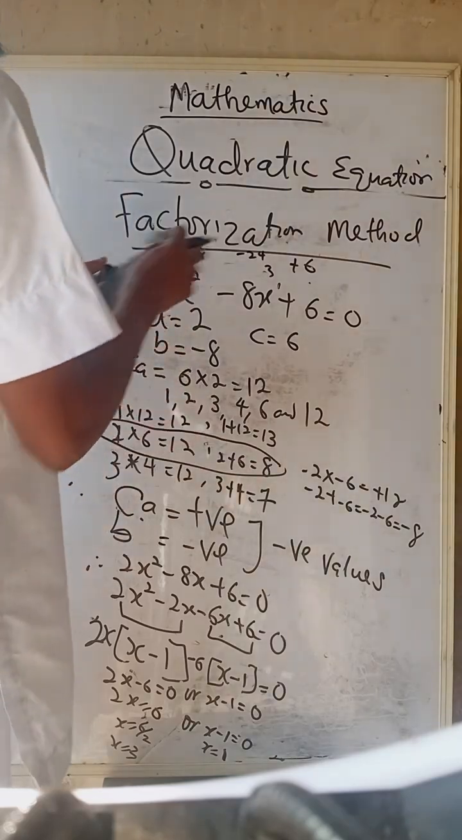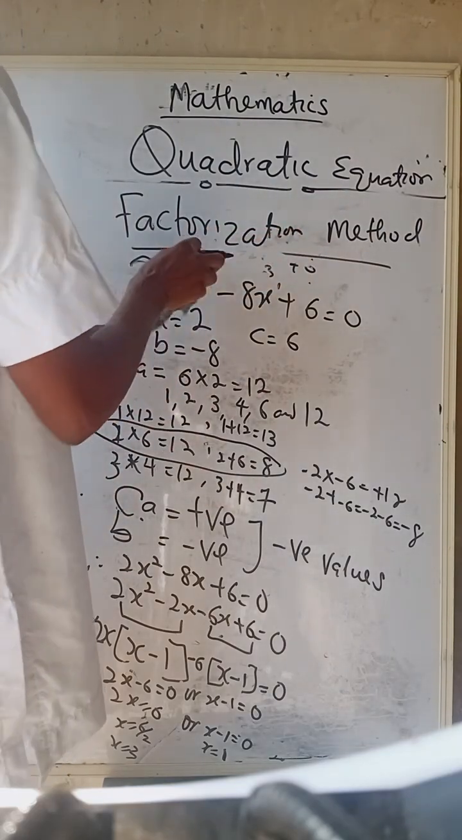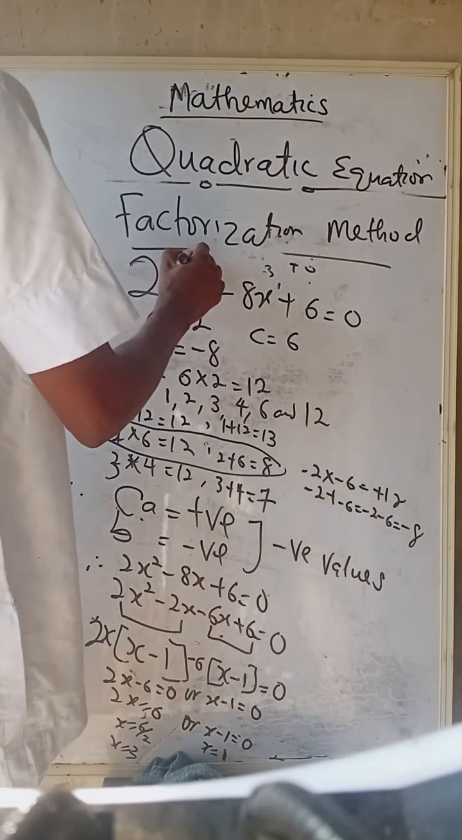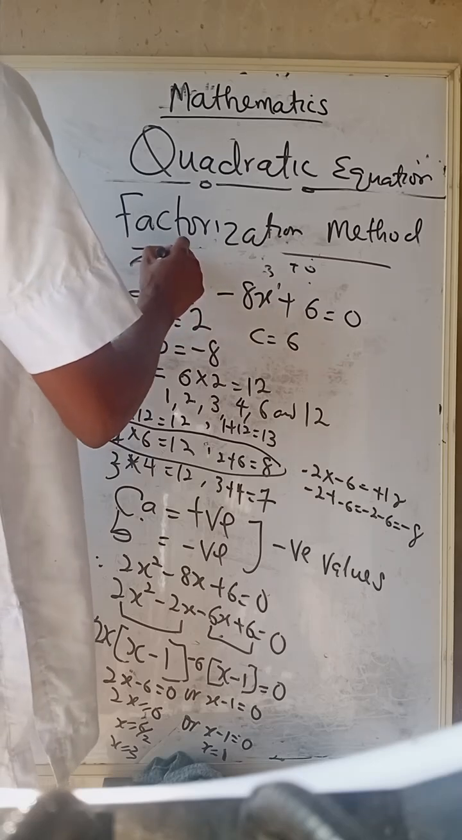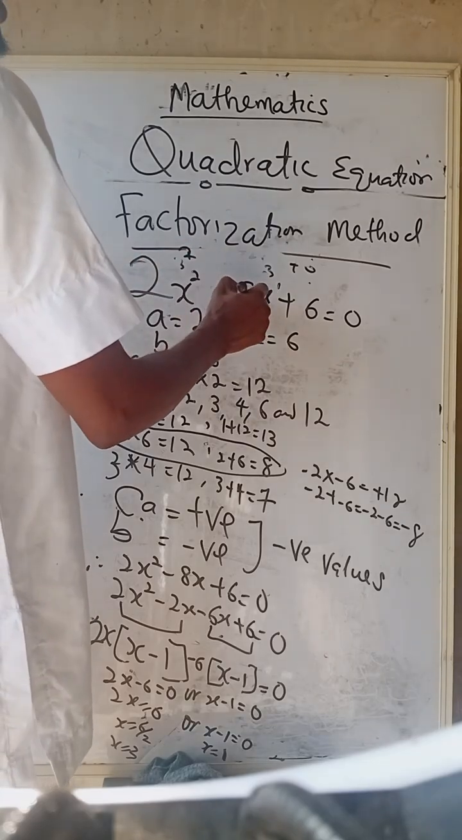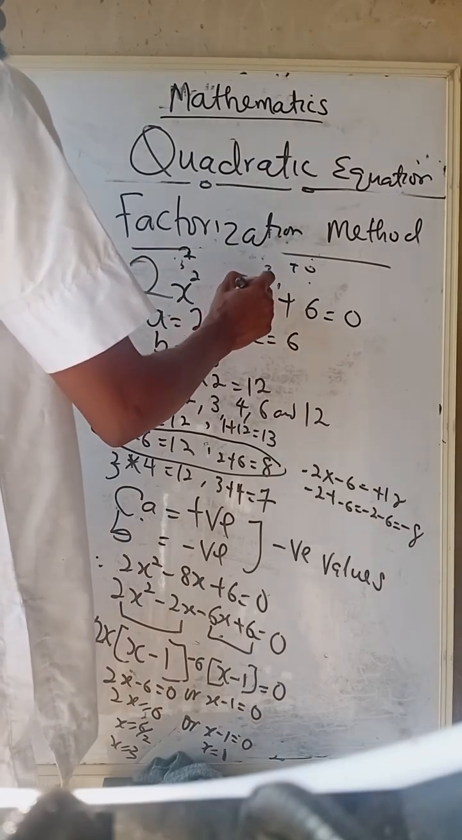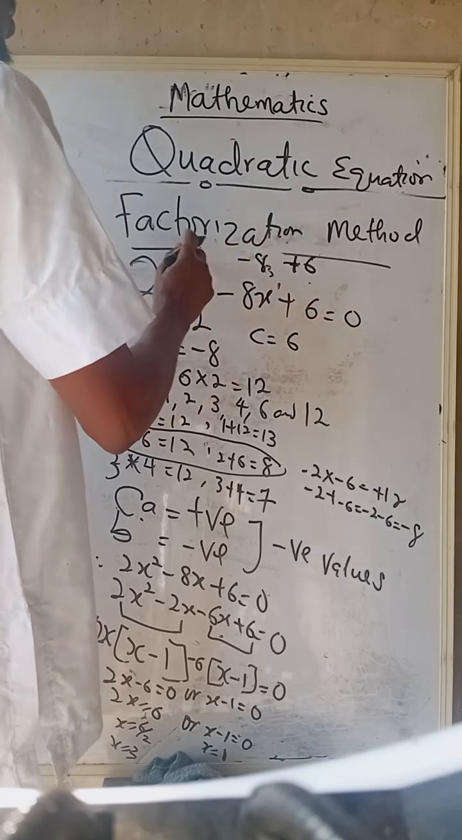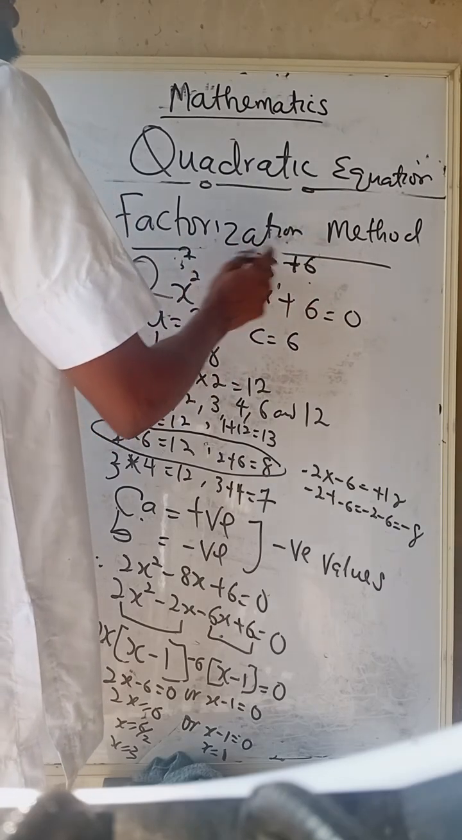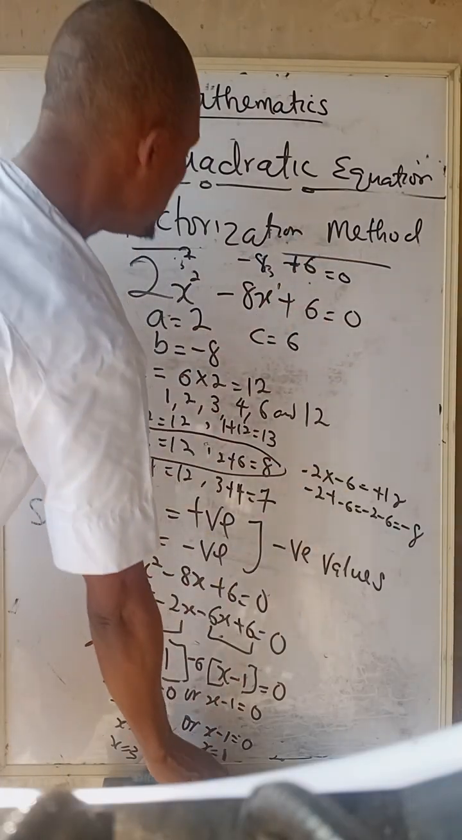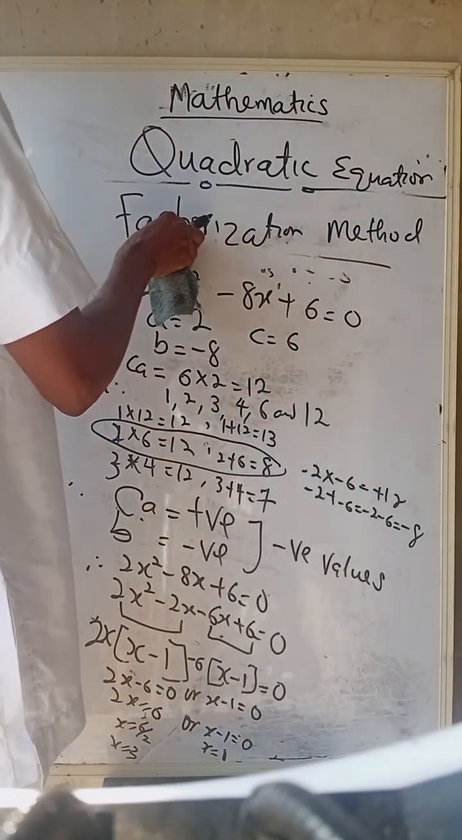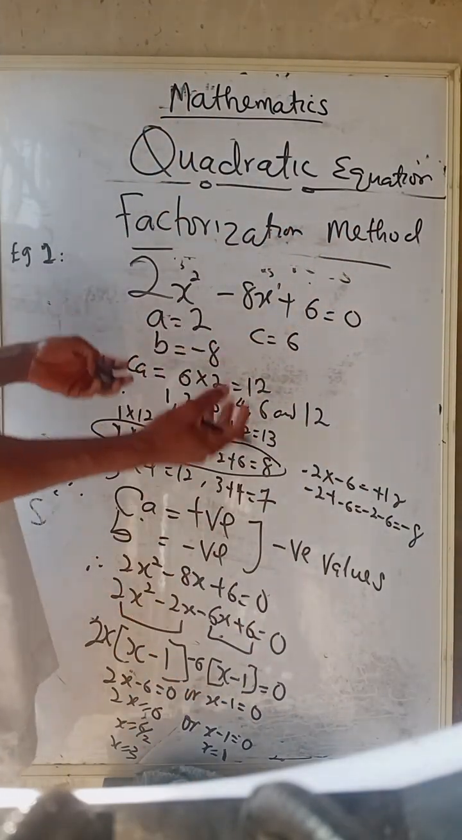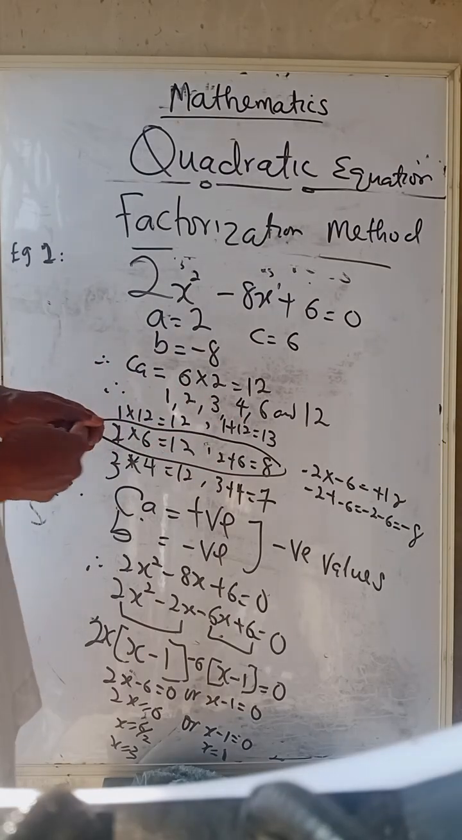Also, if you put 1 here to check if our quadratic answer is 1, 1 squared is what? 1. 2 times 1, 2. If you put 1 here, 8 times 1 is what? 8. This one is minus 8, and this one is plus 6. 2 plus 6, 8. 8 minus 8 equals 0, meaning that our two answers are valid. And we have solved the factorization method again.